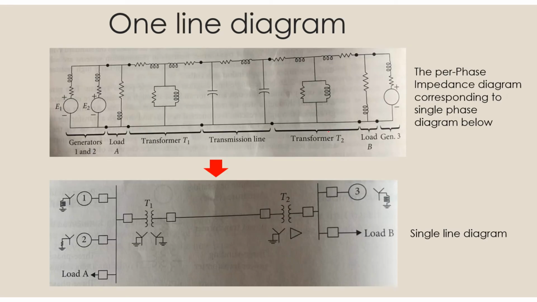For example, here you have a per phase impedance diagram, and we want to convert this per phase diagram into a single line diagram. If you see here, it's the same. We still have two sources, source 1 and source 2, we have load A, and we have a transformer. The square here is actually the circuit breaker. You can see that this diagram is actually the same as the single line diagram. So that's all for chapter 2.